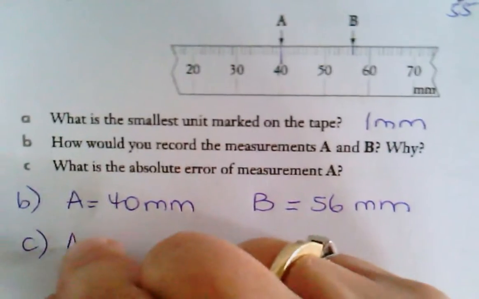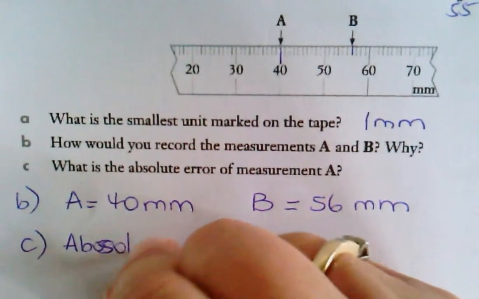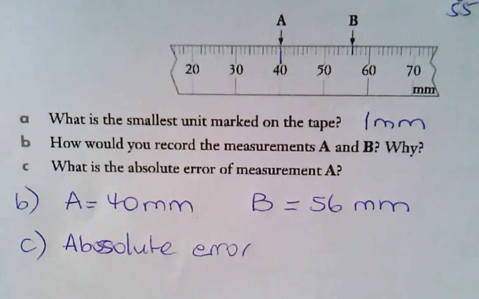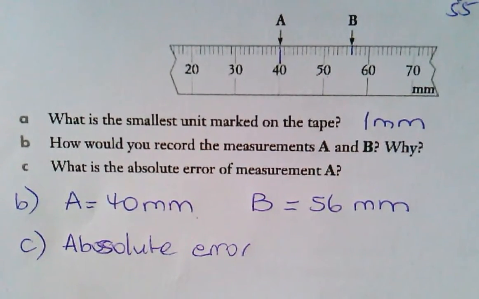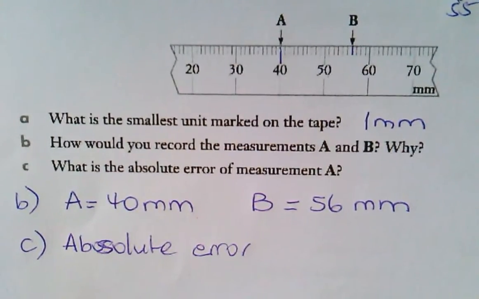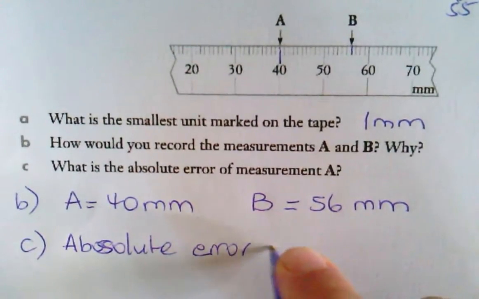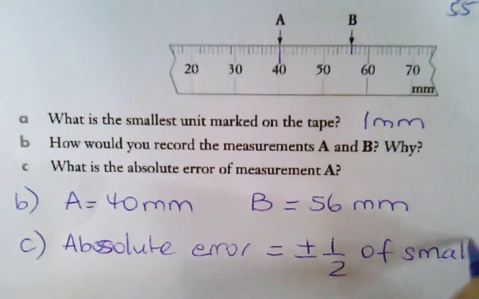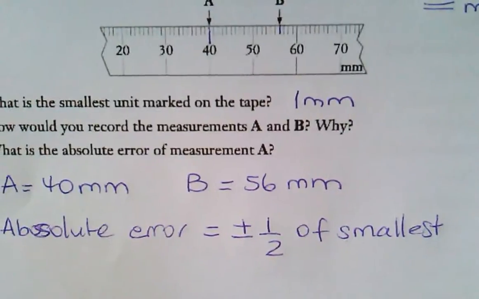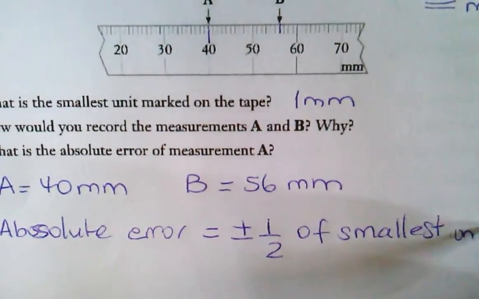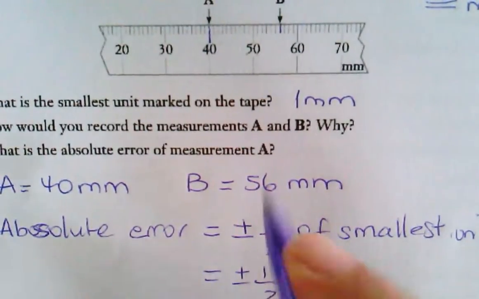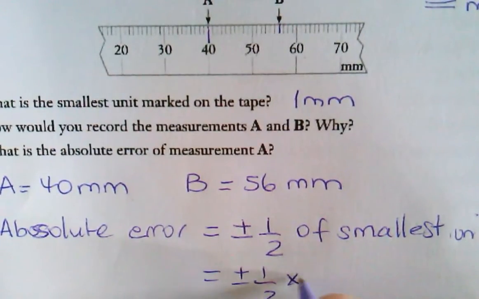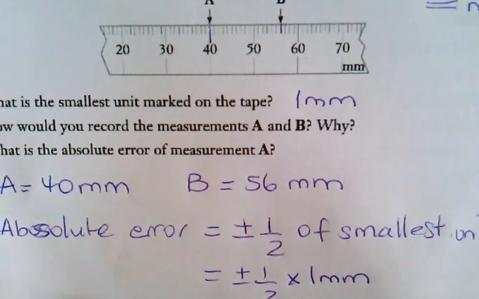Now here's the new bit. What is the absolute error? When you say 56 millimetres, what could it really be if it was 56? Couldn't it be 55 and a half, up to 56 and a half, really? So the absolute error equals plus or minus a half of the smallest unit. What is the smallest unit on that scale? Sorry? What's the smallest unit? It's not 10. What's 1? So it's plus or minus a half of 1 millimetre.